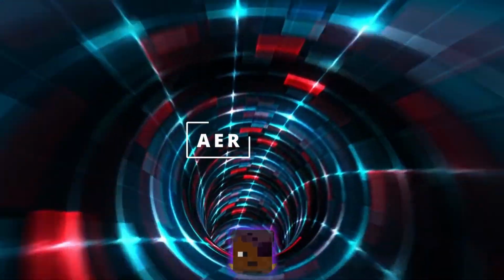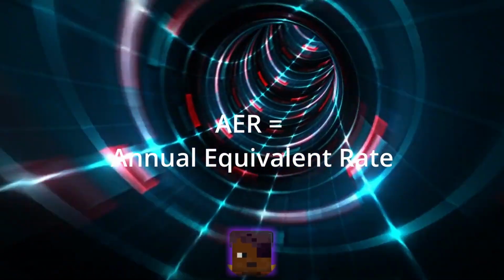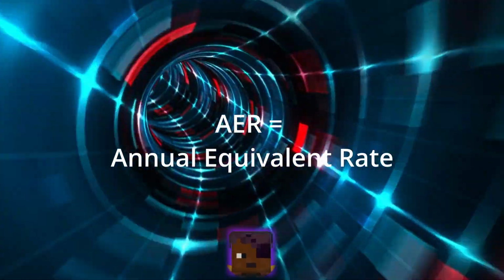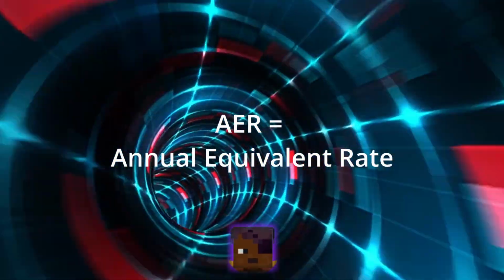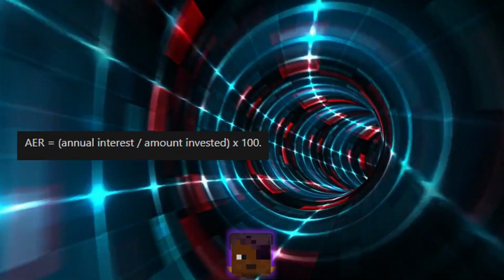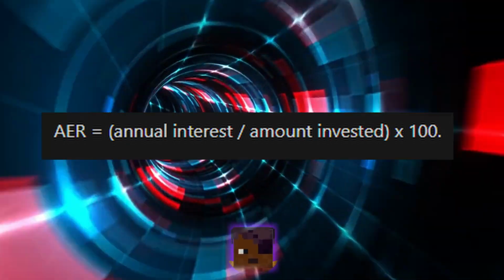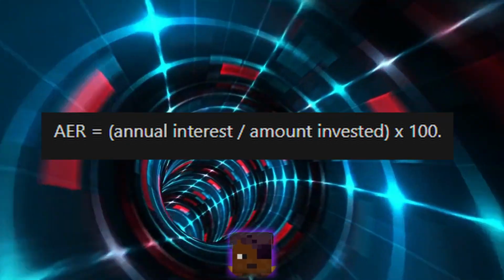Alright, we also need to talk about AER, which stands for the annual equivalent rate. Now the annual equivalent rate is the percentage increase in your investment each year. Here's the formula for it. Annual interest divided by the amount invested, and that answer times by 100. That's all for part 2.